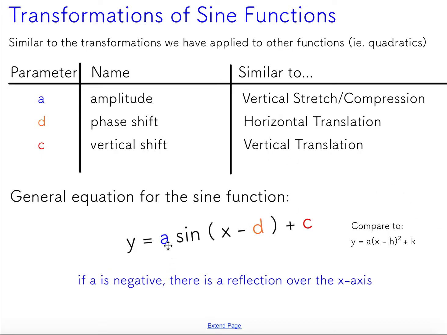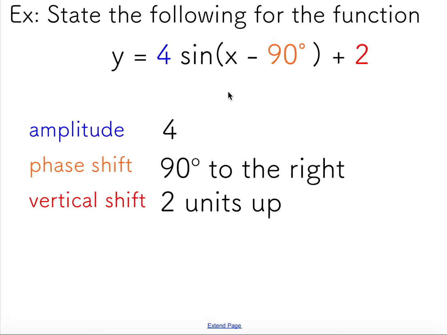Okay, so if the a value is negative, same thing. You've got a reflection over the x-axis, just like you would for a parabola. All right, so if you need a little bit of background on that, feel free to pop into some other videos and jump right back in. Just a quick example to get us started here.